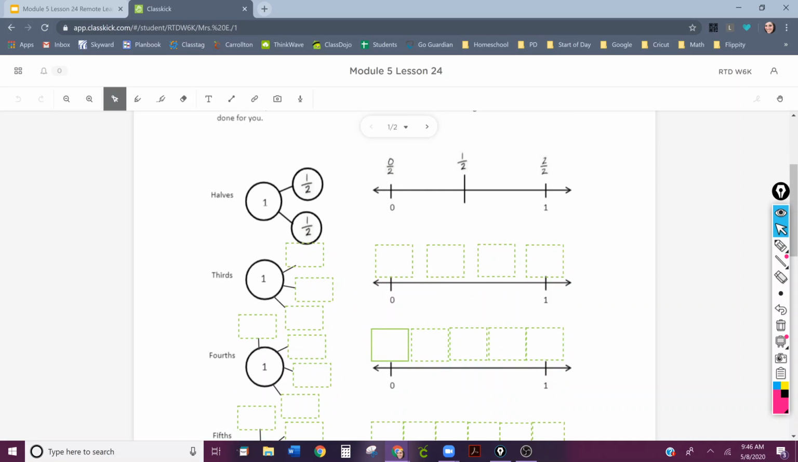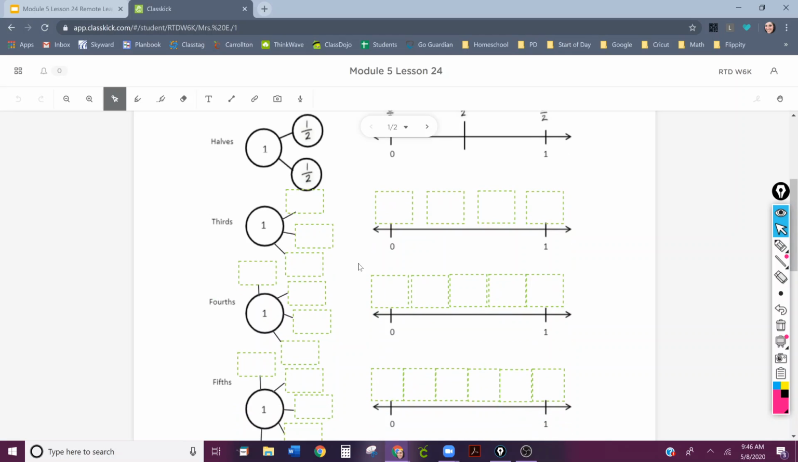So I made it a little bit easier because I already have kind of put together the number bonds and the number lines for you. You need to fill them in with the correct units. So first we have thirds, and there's 3 pieces. So each of the pieces is going to be 1 piece out of 3, or 1/3.